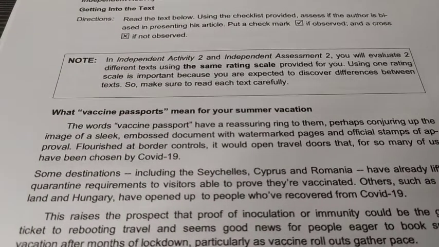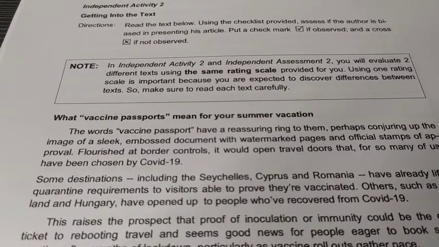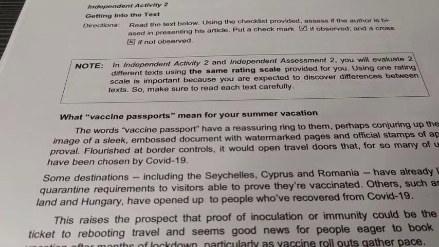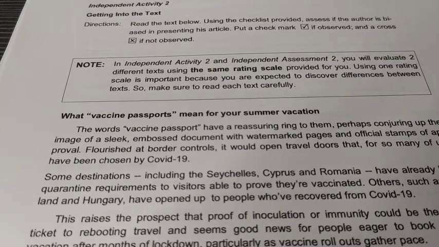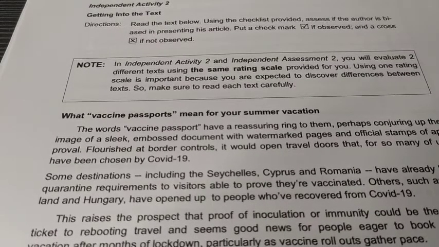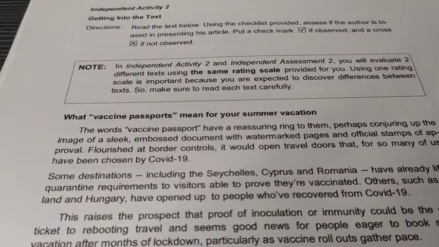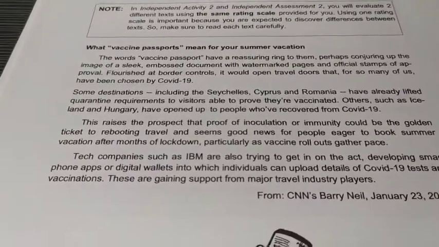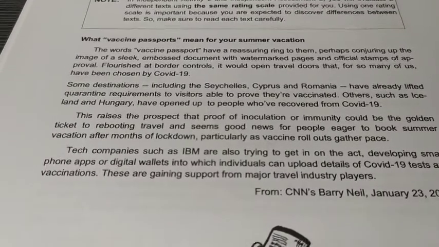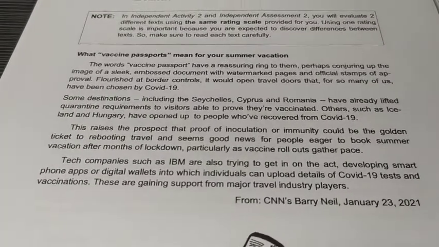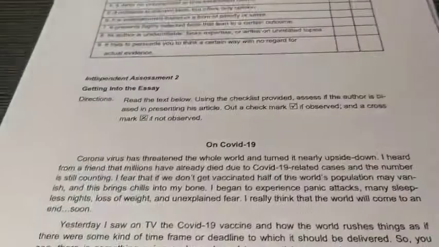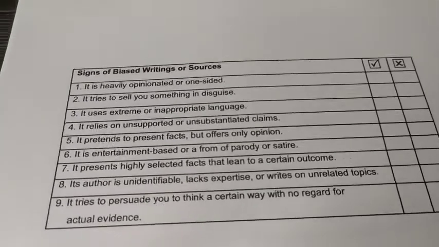In Independent Activity 2 and Independent Assessment 2, you will evaluate two different texts using the same rating scale provided for you. Using one rating scale is important because you are expected to discover differences between texts. So make sure to read each text carefully. So this is the first text from CNN's Barry Neil, retrieved last January 23, 2021.